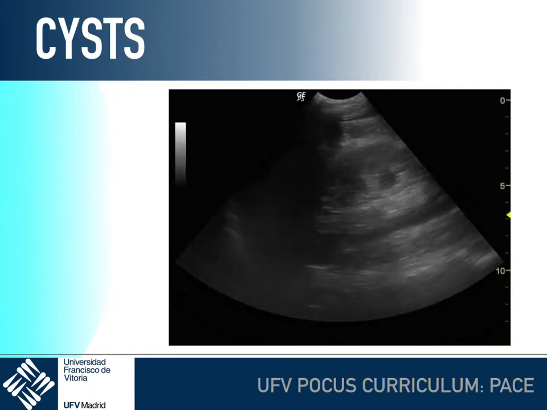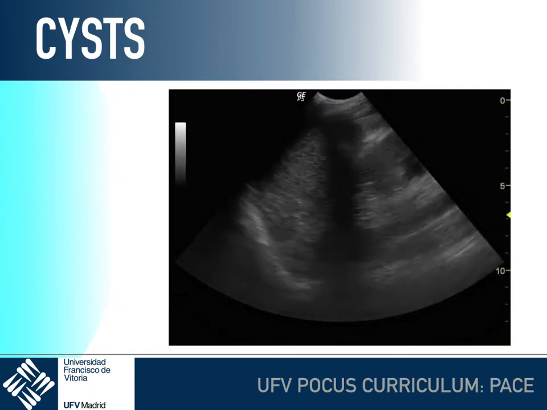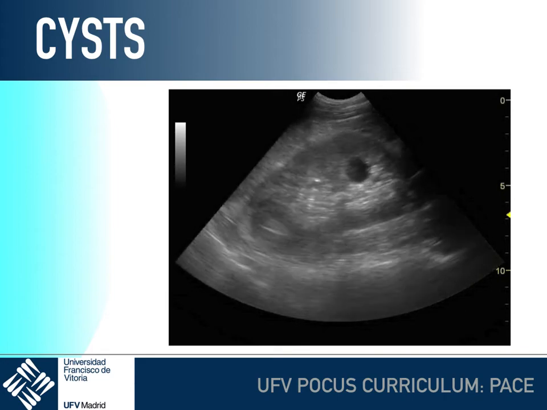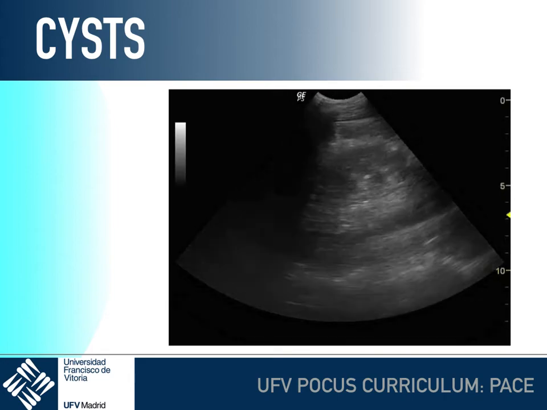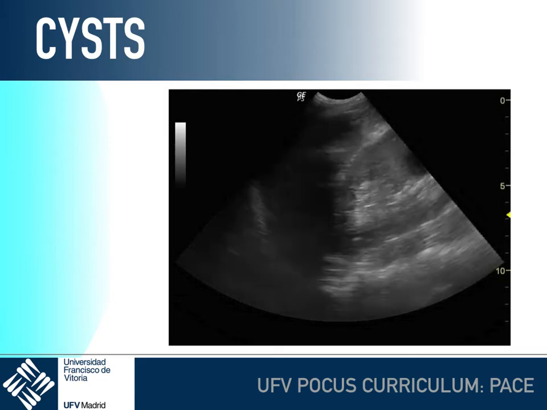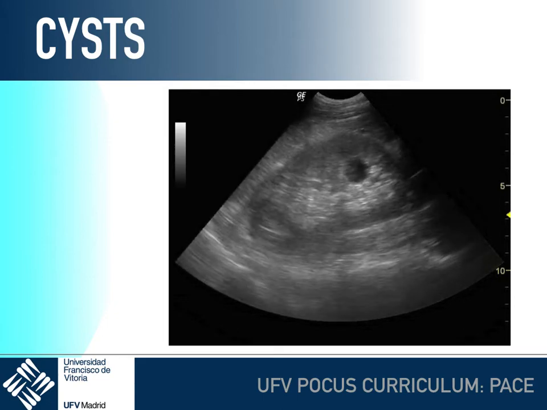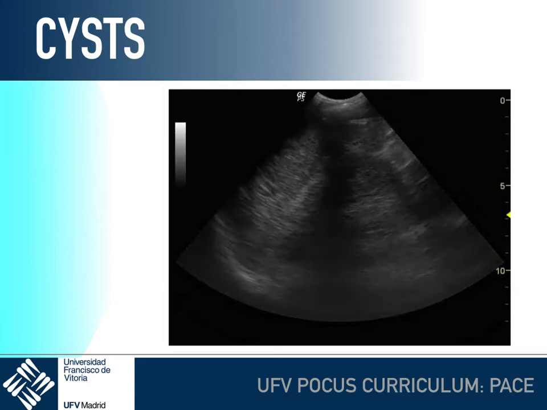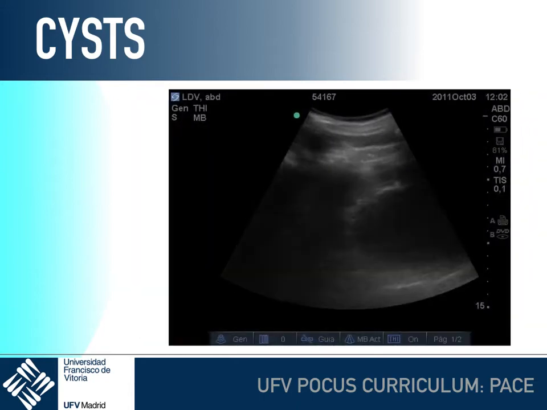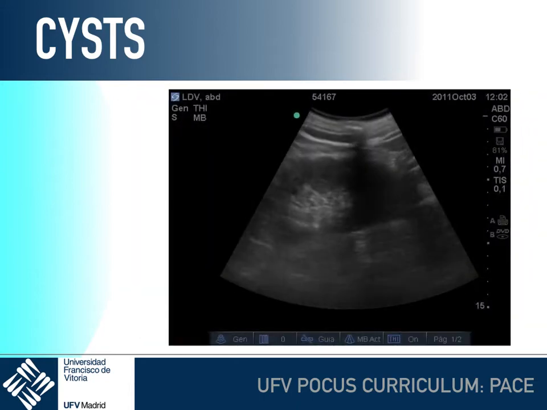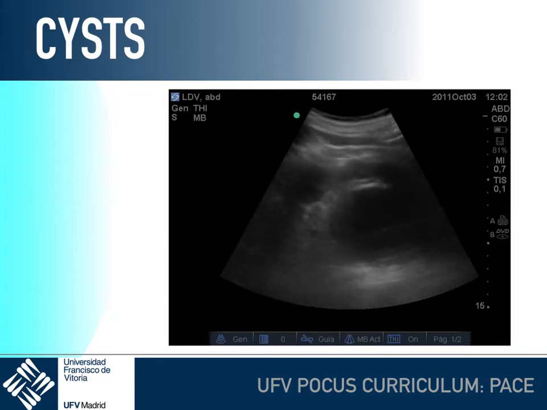Like in this view, in which you are actually seeing a kidney, and in the differentiation between cortex and medulla, there's a round anechoic structure. This is a cyst. The cyst can be so big, as you can evaluate in this clip again.